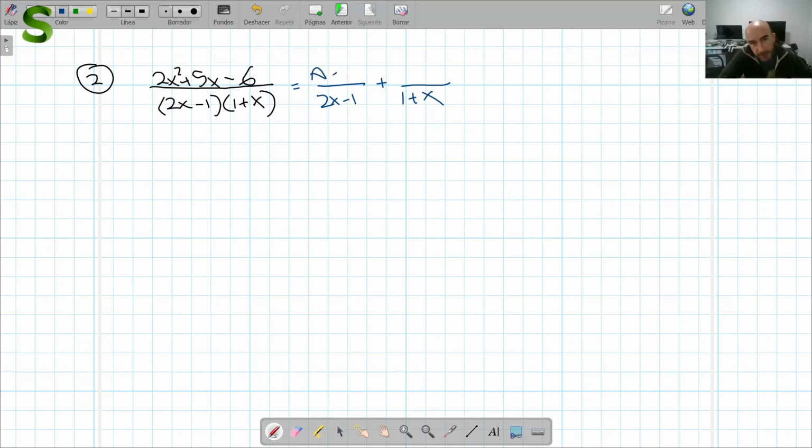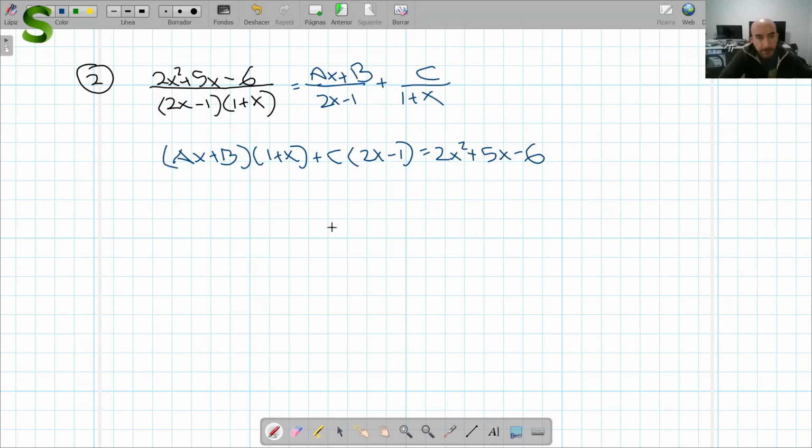So what I'm going to do is include an x factor in the numerator of one of the two fractions. It doesn't matter which one. Okay, so this one is going to be ax plus b, as if it were an imaginary root, but it's not in this case. So ax plus b times 1 plus x plus c times 2x minus 1 equals 2x squared plus 5x minus 6.